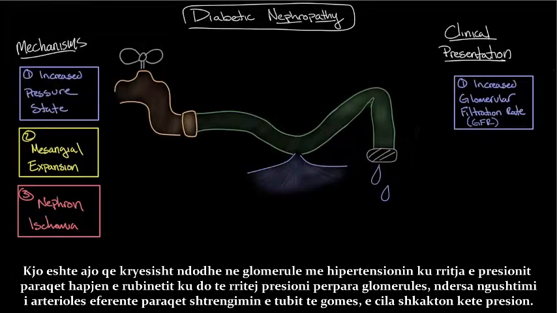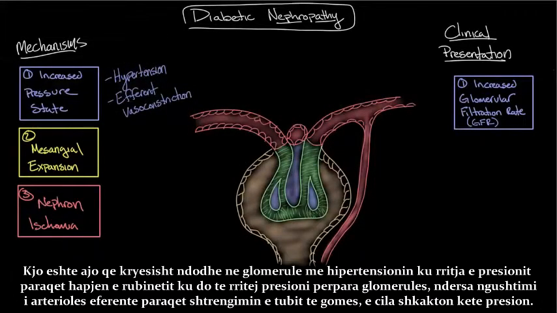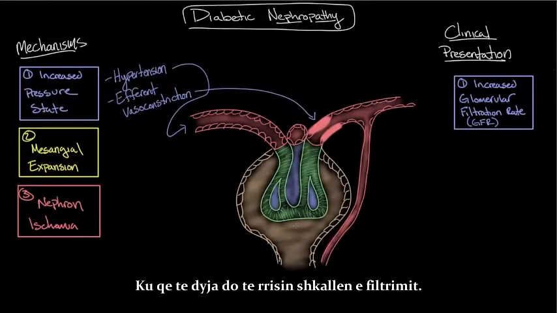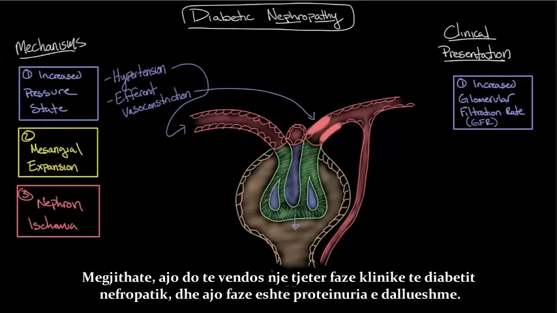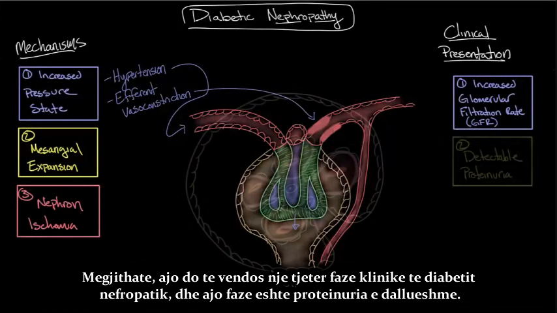And this is essentially what's occurring in the glomerulus, with the hypertension representing the opening up of the spigot and increasing the pressure in front of the glomerulus, and the efferent vasoconstriction representing the kinking off of the hose, which causes this back pressure, both of which are going to increase the filtration rate. And this stage of diabetic nephropathy is most commonly asymptomatic, so it typically goes unnoticed. However, it's going to set the stage for the next clinical step of diabetic nephropathy, and that is detectable proteinuria.